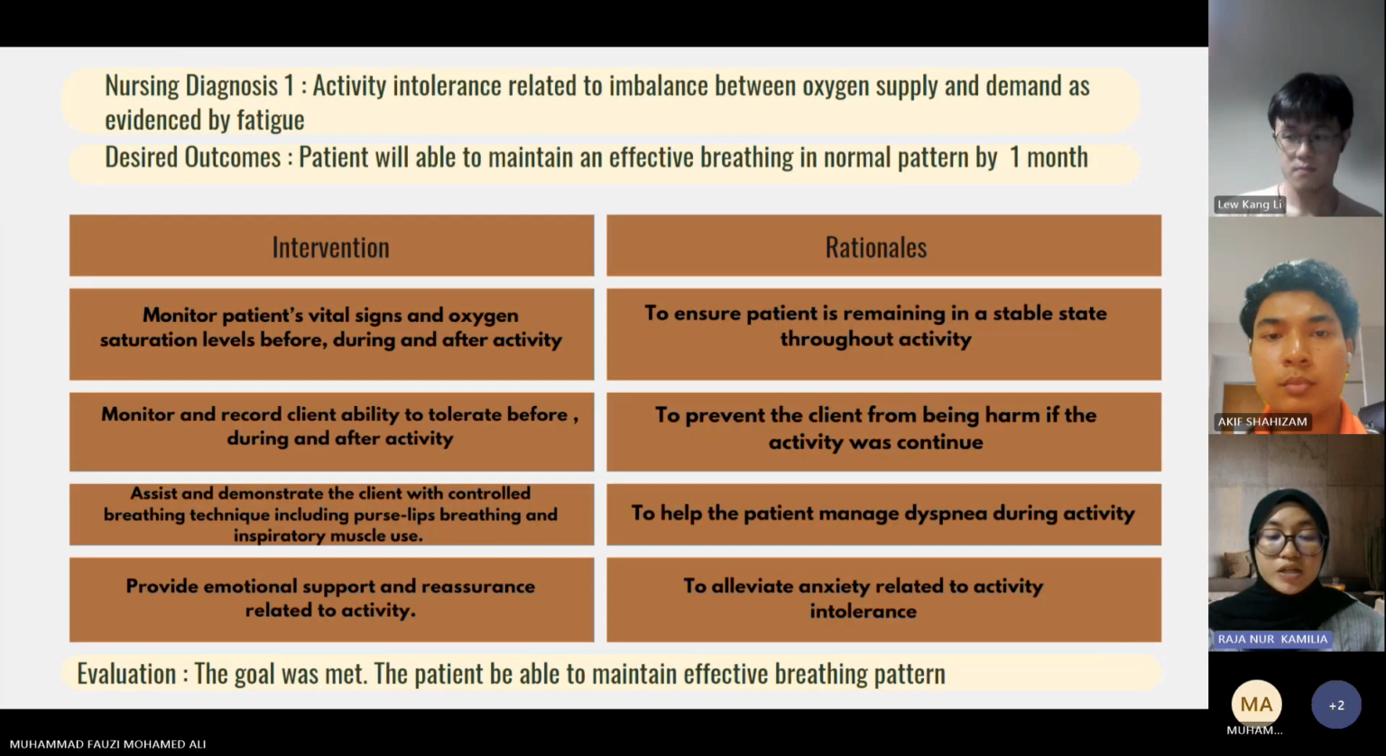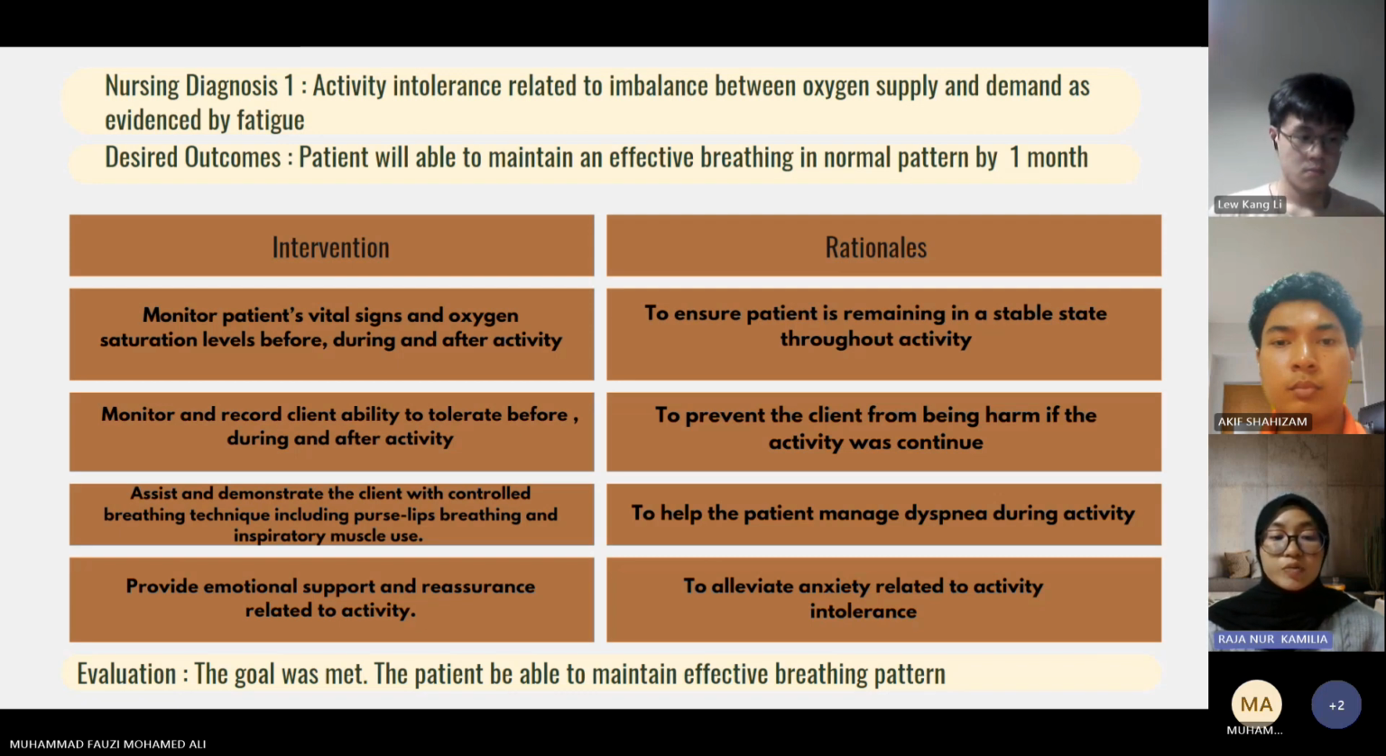For the first nursing diagnosis, activity intolerance related to imbalance between oxygen supply and demand as evidenced by fatigue. So the desired outcome is the patient will be able to maintain an effective breathing in normal pattern by 1 month. So the management for the intervention to the patient, as a nurse, we will monitor patient vital sign, oxygen saturation level before, during, and after activity to ensure patient is remaining in a stable state throughout the activity. And the next, we will monitor and record client ability to tolerate before, during, and after activity to prevent the client from being harmed if the activity was continued.